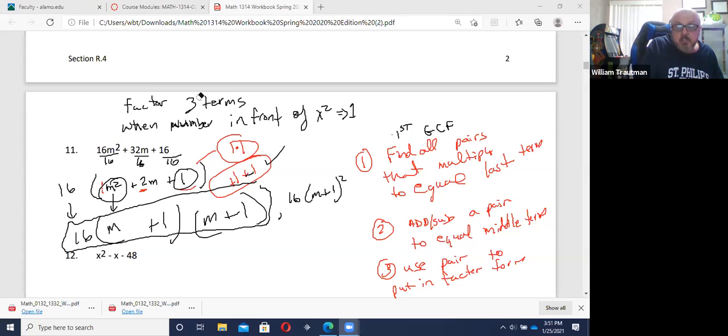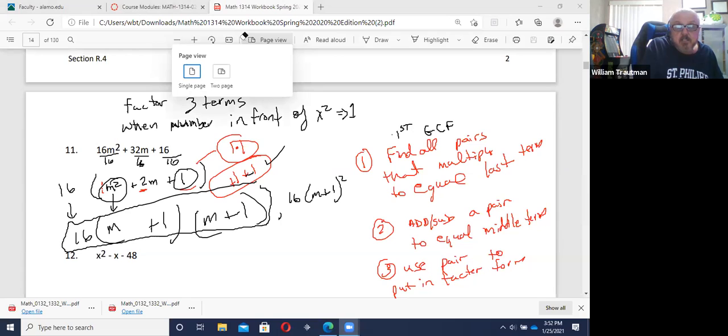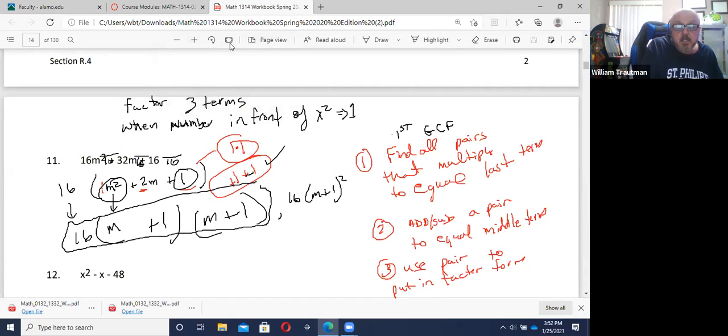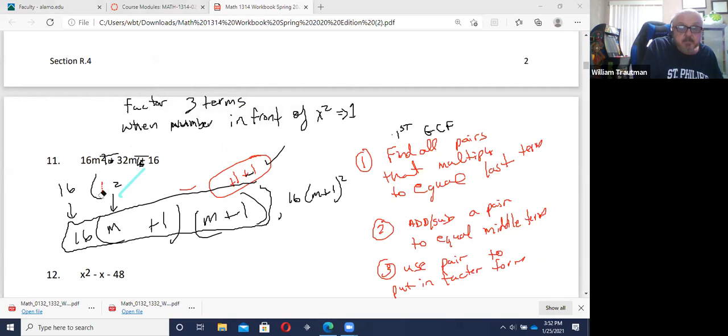Okay, so I'm going to erase part of this and go to the next. Where is my eraser at? Oh, there it is. I see it now. What happened to it? Give me a second. There it is.